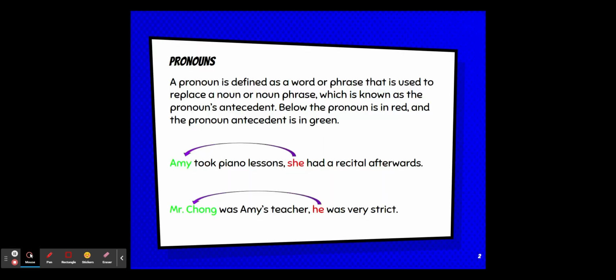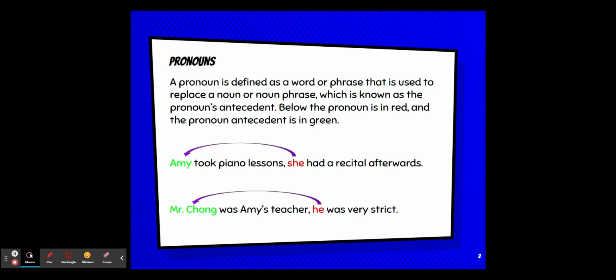A pronoun is defined as a word or phrase that is used to replace a noun or noun phrase, which is known as the pronoun's antecedent. The antecedent means to come before. Below, the pronoun is in red and the pronoun antecedent is in green.